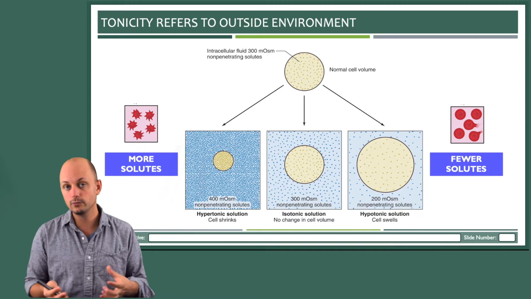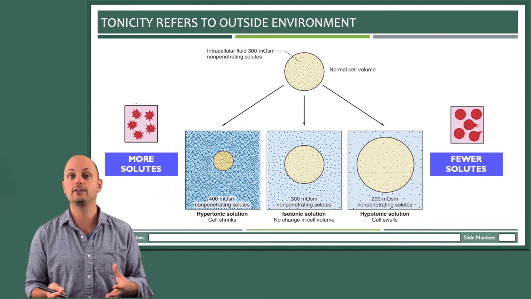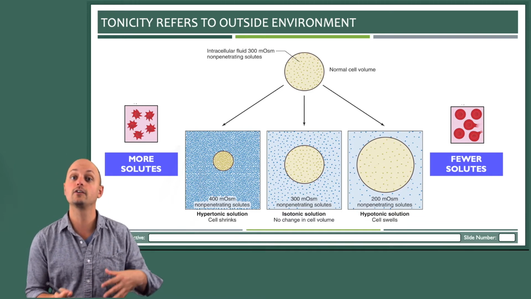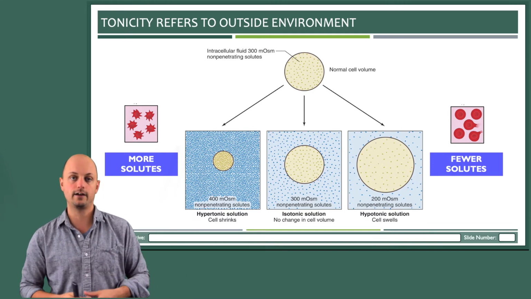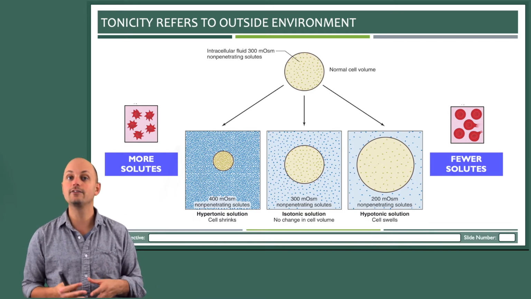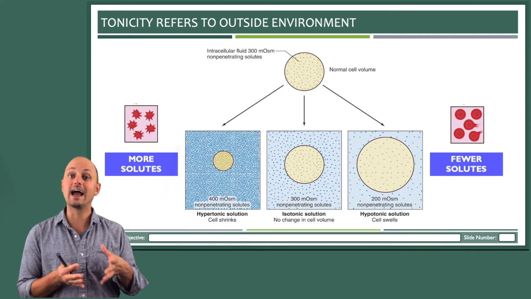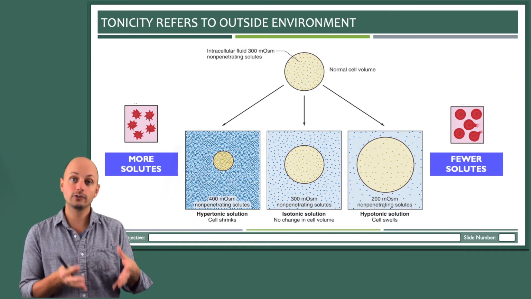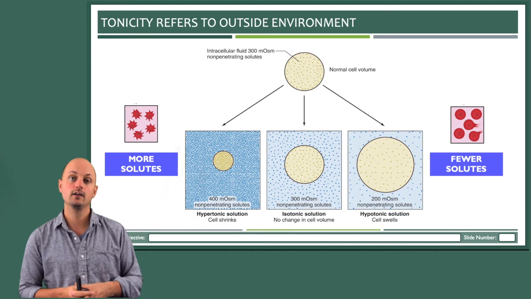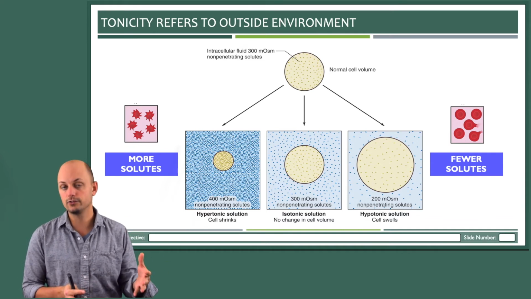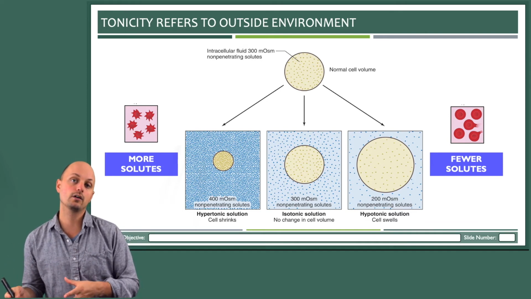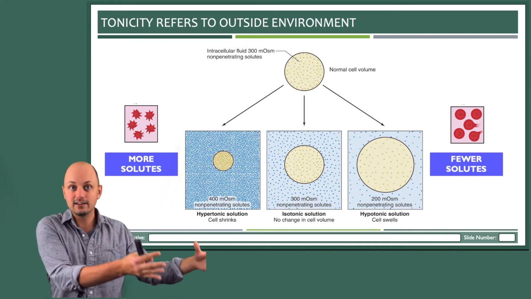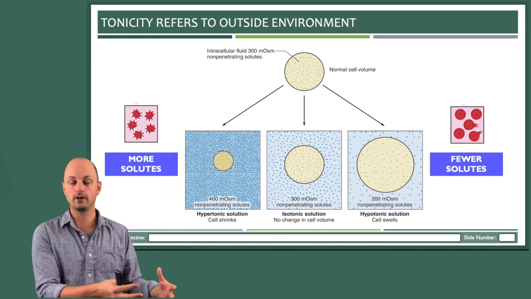Now, by convention, when biologists talk about tonicity, they're describing the concentration of the outside environment relative to the inside environment. So in the event that you have an increase in solute concentration outside the cell, that solution becomes hypertonic. Remember that higher solute concentration means lower water concentration. So this is going to cause water to move out of the cell into the extracellular fluid and lose volume.